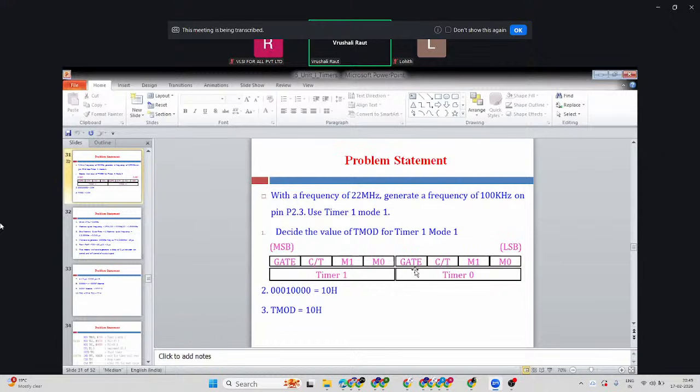In it, you are not using timer 0. So what will happen to all 4 bits? 0, 0, 0, 0. Then we are using what? Timer 1. Timer 1 in mode 1.